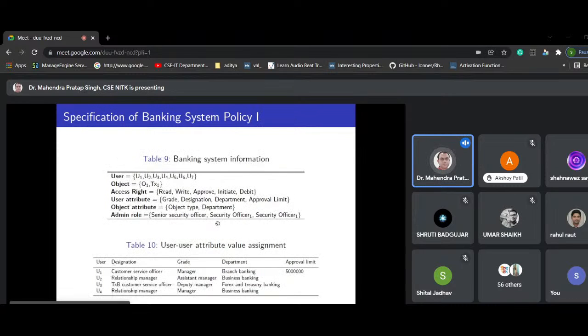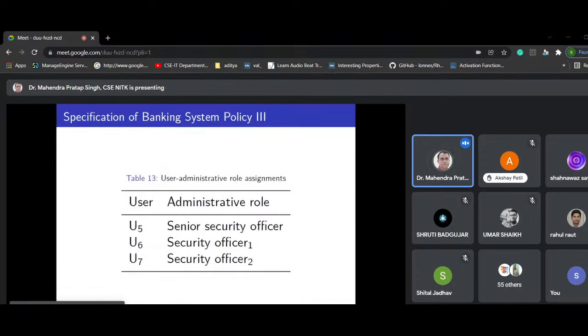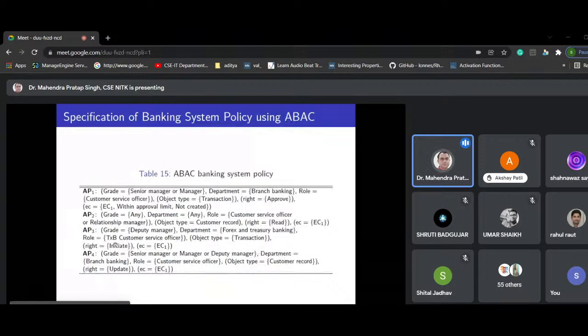Now let me talk about the ABAC policies, just to make it clear to you guys. Fine. So in ABAC, how do we define the policies? Let's say first I will show you the ABAC policy. So an ABAC policy looks like this. As I told you guys, in ABAC, policies are defined by using the attributes of the subject or the user, the object, the access right, and the environmental conditions.